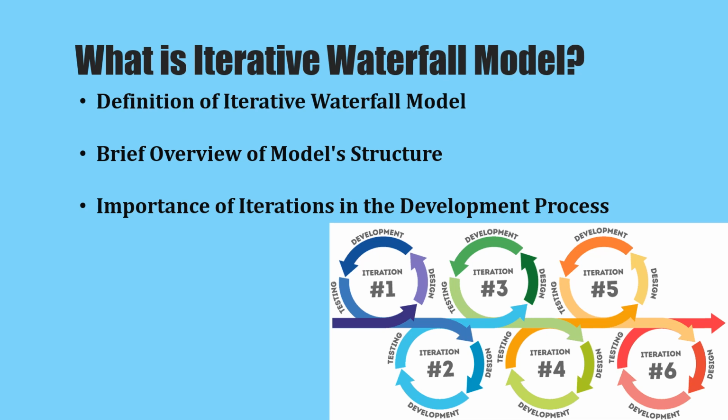Importance of iteration in the development process. It provides opportunities for continuous improvement and adaptation to changing requirements, enhancing overall project efficiency. Feedback path. In the classical waterfall model, there are no feedback paths, so there is no mechanism for error correction. But in the iterative waterfall model, a feedback path from one phase to its preceding phase allows correcting the errors that are committed, and these changes are reflected in the later phases.